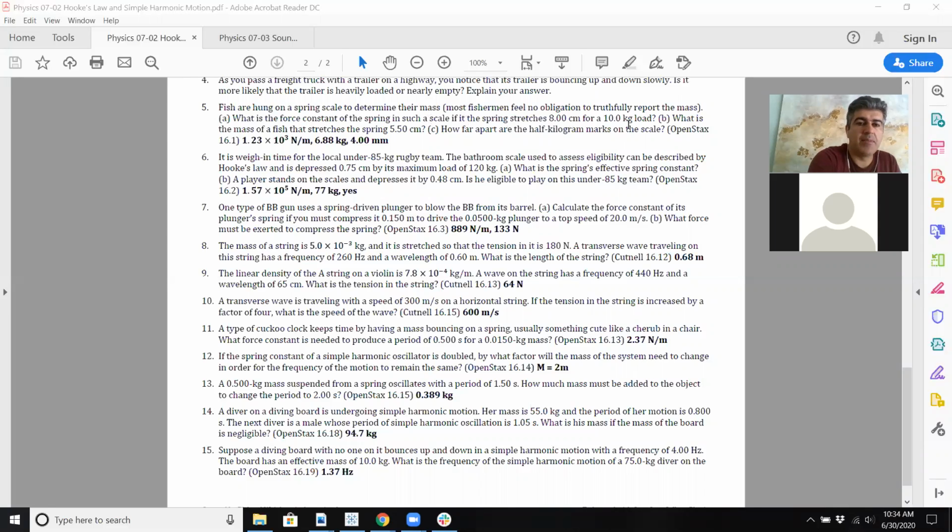Now remember the formula for that is this. So we call it negative kx. So Justin, help me out here. What are some things I could plug into this equation right now for number 5A? You could plug in 10 kilograms and 8 centimeter stretch.